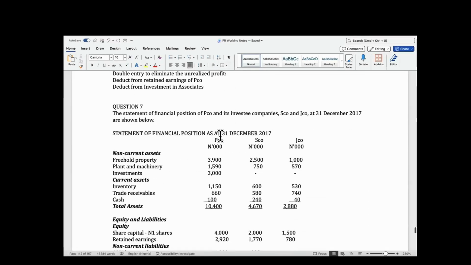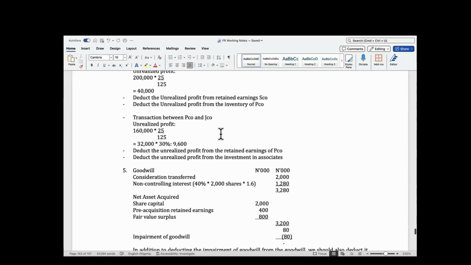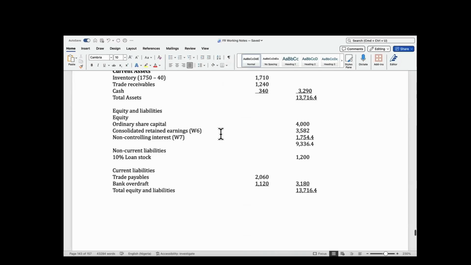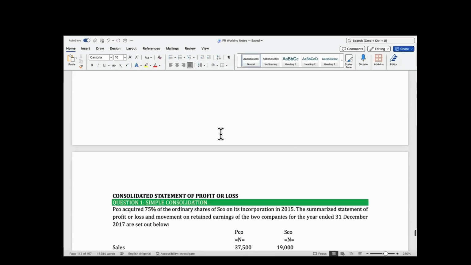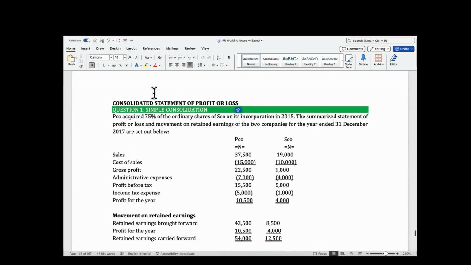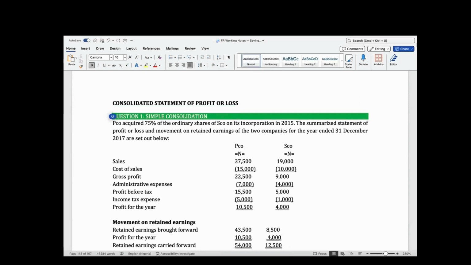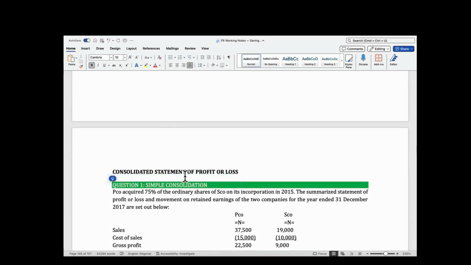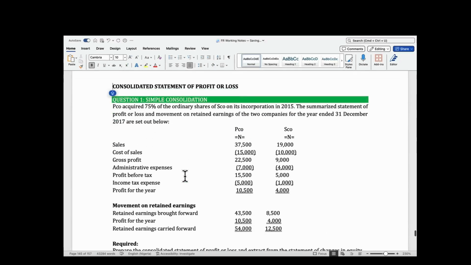That was all we did, and we solved questions. The final part, not really the final part, because I'm still going to teach you group cash flow, is the consolidated statement of profit or loss. I want to go deeper into this.